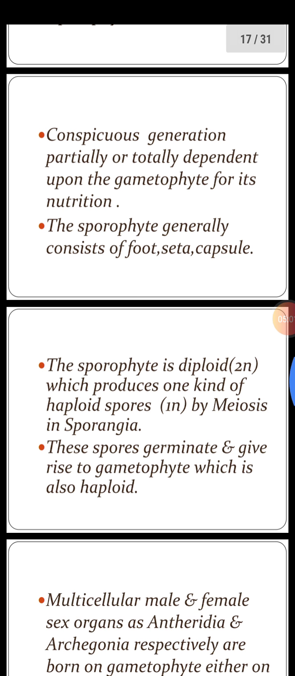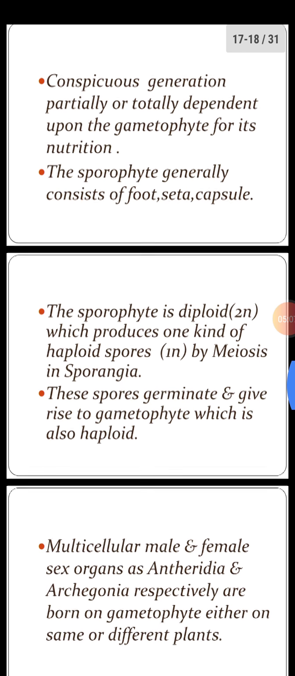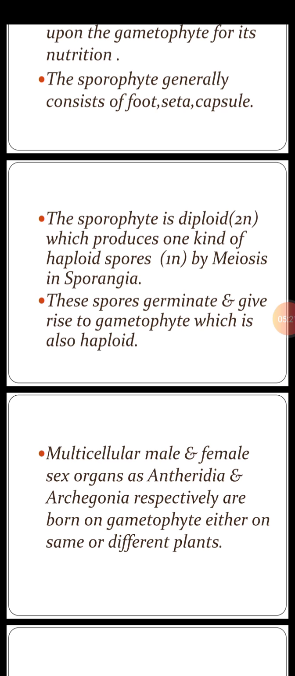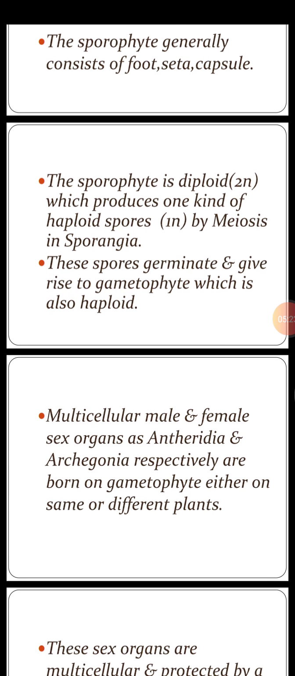The sporophyte generally consists of three parts: foot, seta, and capsule. These are sporophyte parts. The sporophyte is diploid, with a complete set of chromosomes, which produces one kind of haploid spores by meiosis in structures called sporangia. These spores then germinate, grow, and give rise to gametophyte, which is haploid generation. Sporophyte is diploid generation and gametophyte is haploid generation.